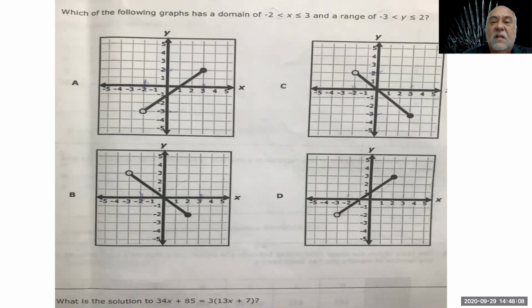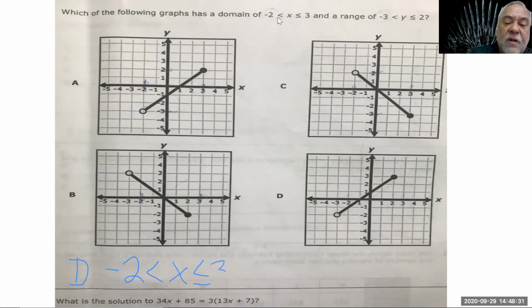Okay, this is an interesting one. What it says is, which of the following graphs has a domain of -2 is less than x less than or equal to 3, and the range, which I'll put in red, of -3 is less than y less than or equal to 2.